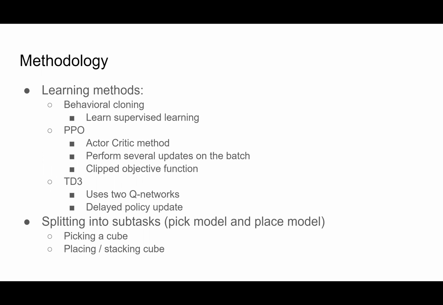We consider 3 learning methods for our agent to learn: behavior cloning, which maps between state and action, and the policy gradient methods, which are PPO and TD3. We also consider splitting the task into 2 subtasks, the picking up the cube task and the placing the cube task.